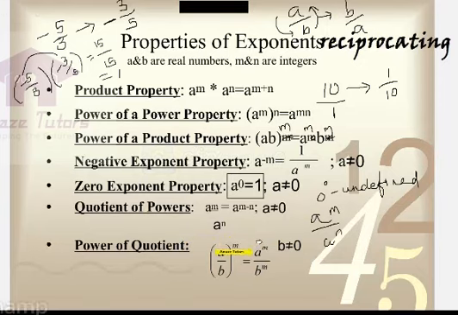So these are the rules you can remember. Product rule, power of a power. Even if you don't remember the name, don't worry about it. If you just remember the rules, the properties, that is enough to apply them in the questions. So whenever it is a product, add the powers. Whenever it is a division, subtract the powers. Power of power, multiply the powers. Actually, most of the students will get confused with the first two, product and power of power. Here also they will go and add them by mistake.